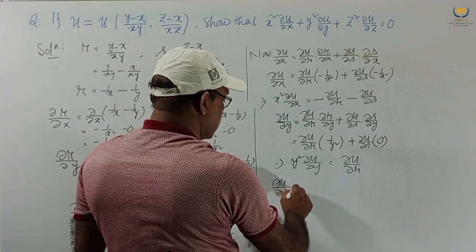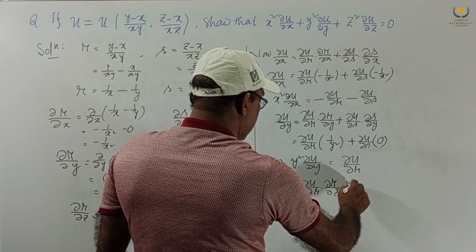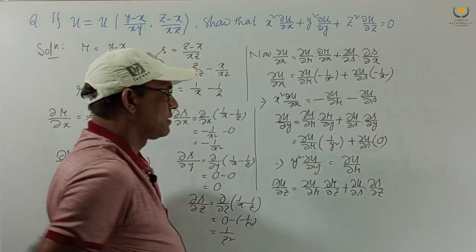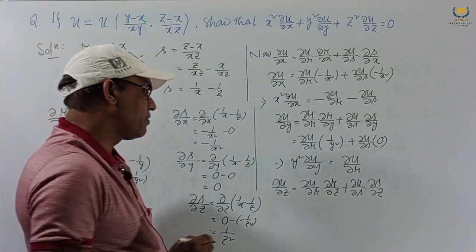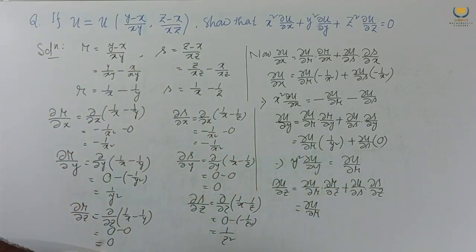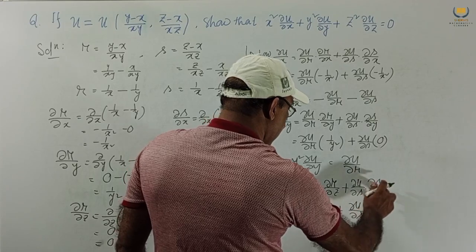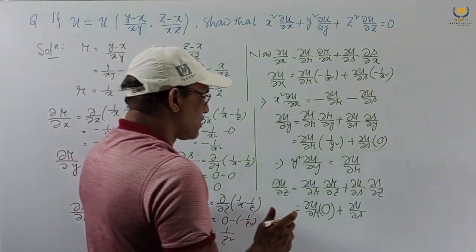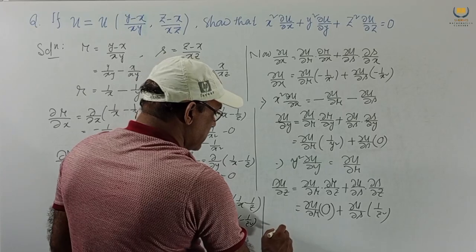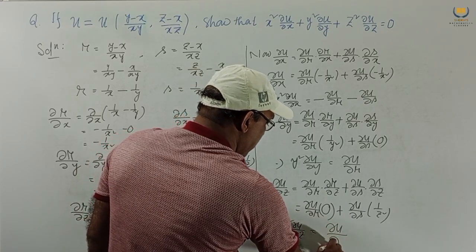∂u/∂z equals ∂u/∂r ∂r/∂z plus ∂u/∂s ∂s/∂z. In total differentiation, we write the same rule. So ∂u/∂r ∂r/∂z, ∂r/∂z is 0, and ∂u/∂s ∂s/∂z, this is 1 by z². Multiplying both sides by z², z² ∂u/∂z equals ∂u/∂s.